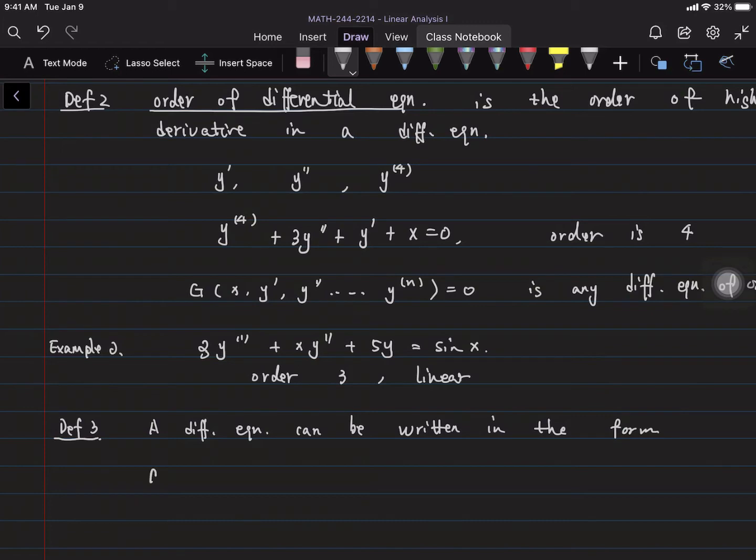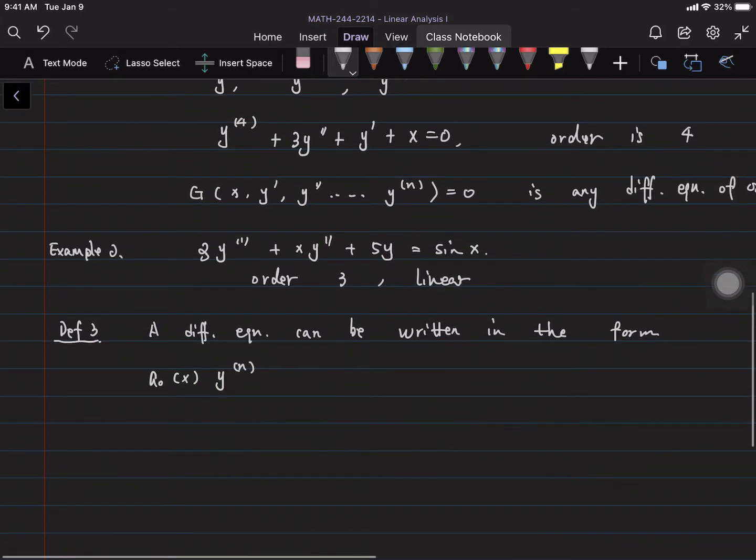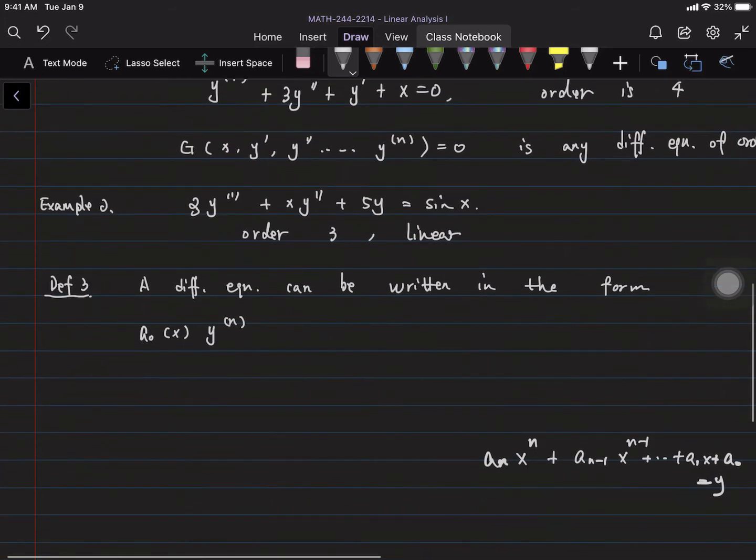Form like this one. This is like a polynomial. When we write down a polynomial, it's a_n x to the power n plus a_(n-1) x to the power n minus 1, up to a_1 x plus a_0 equals y. This is called a polynomial, right? So it's similar to that one, but here we have the nth order derivative of the function, and all the coefficients are functions.